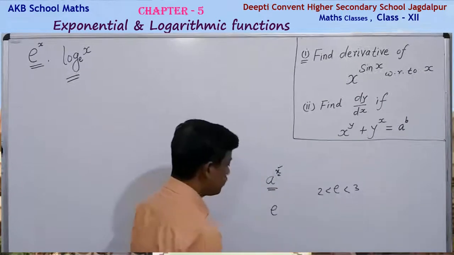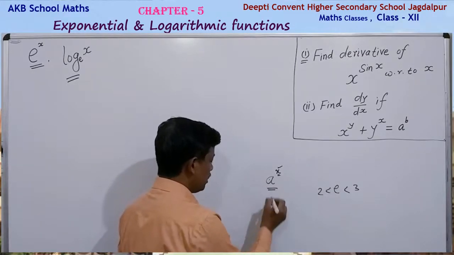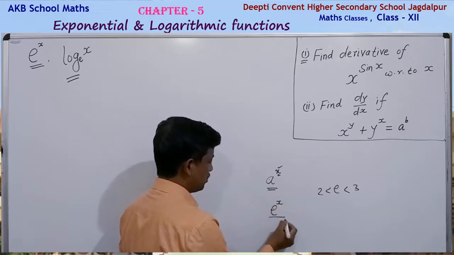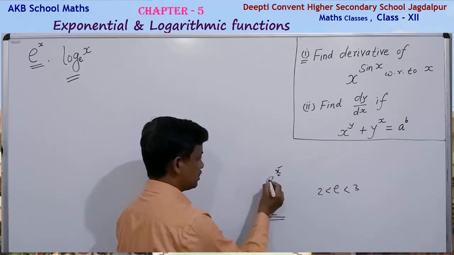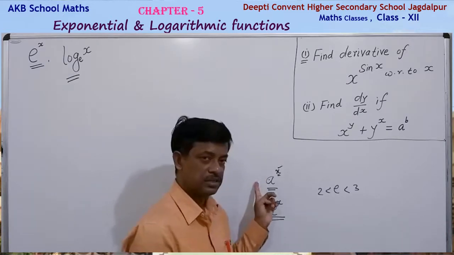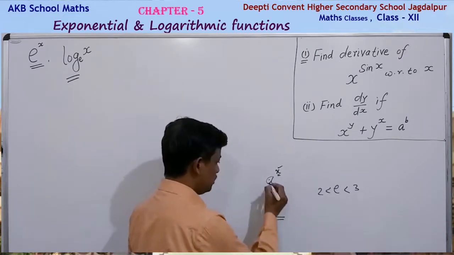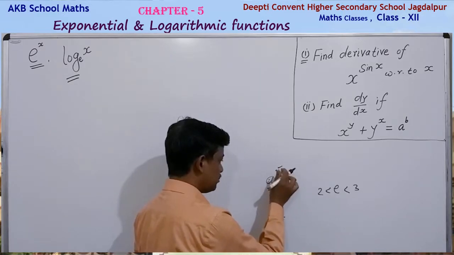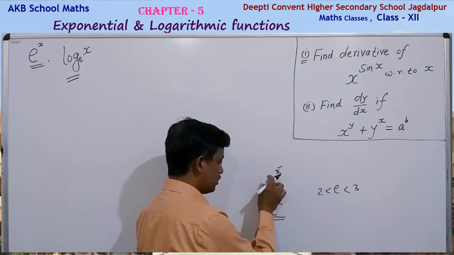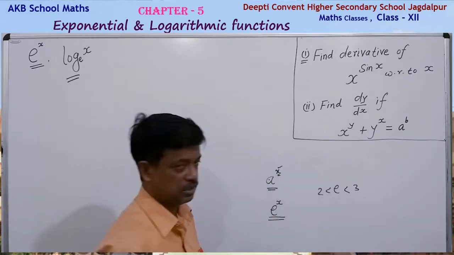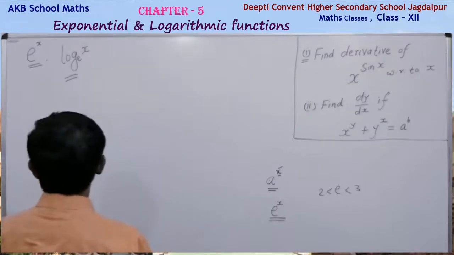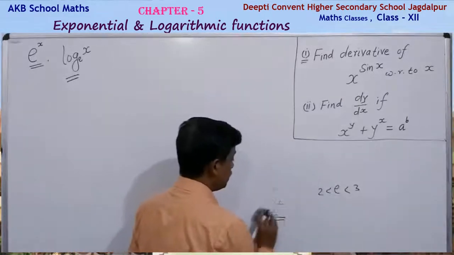So when we take a equals e, then e to the power x is also an exponential function. This is the common exponential function, because the base is fixed and the exponent is a variable. This is the natural exponential function. Okay, natural. So now we are defining logarithmic.